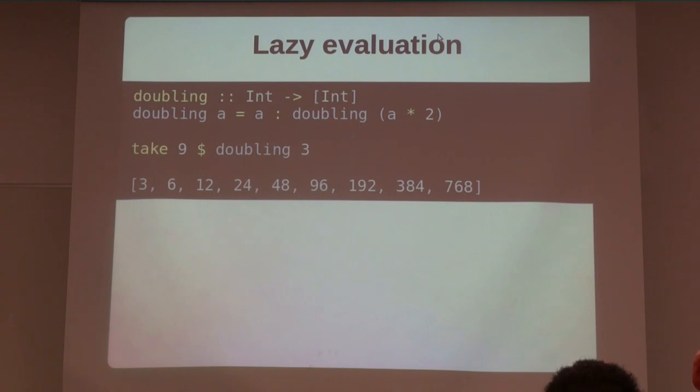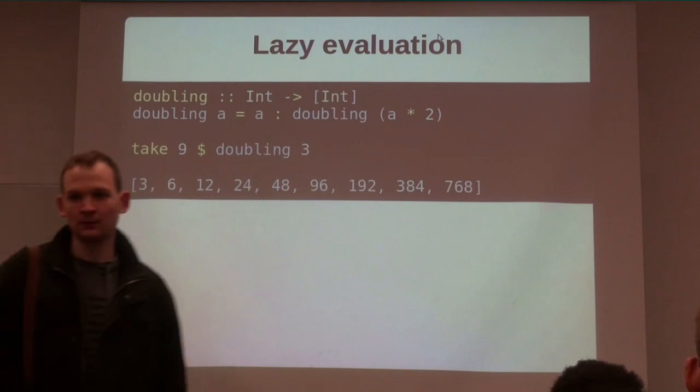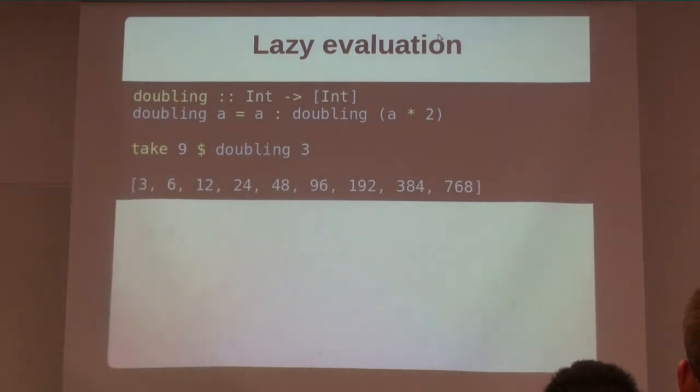So if you think about evaluation from the top down, as you need to pull values out, these thunks get expanded into code. That's the extent of my model of lazy evaluation. Is that anything like the reality? Close enough?